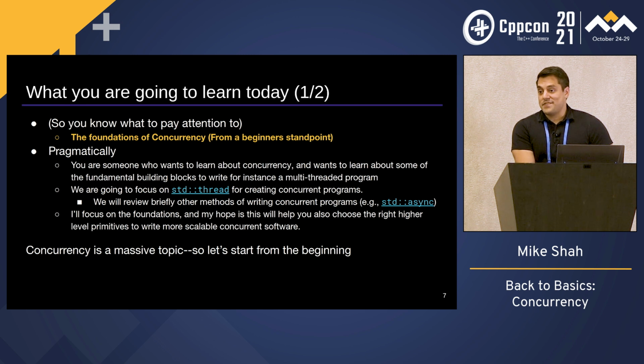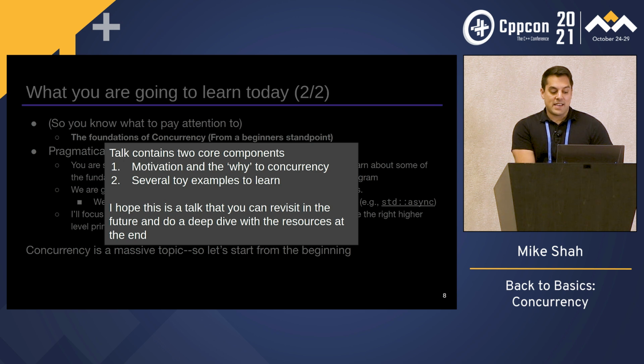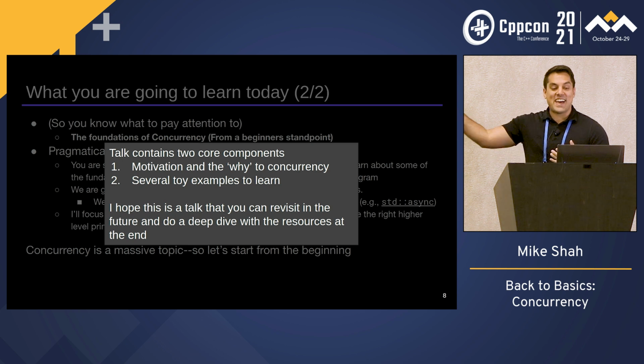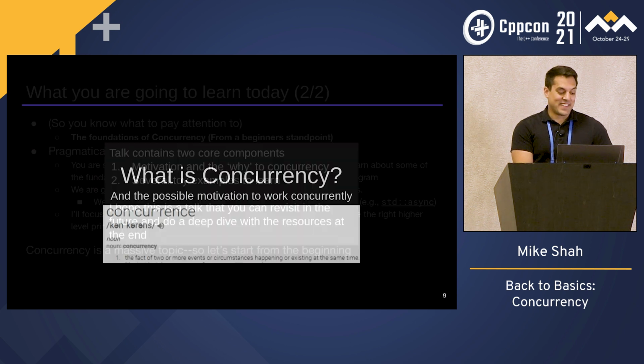And concurrency itself is a massive topic, so I do want to start from the beginning. And this talk really is going to contain two core components. I want to start with the motivation and the why, and make sure that that's very clear, for why we write concurrent code and why it matters. Then I'm going to have several toy examples that we can learn from and you can take and apply as needed to your code. And then hopefully at the end there will also be enough resources that when you're ready to do a deep dive or build a really big multi-threaded system or highly concurrent system, you'll have at least a few pointers where to go from here.